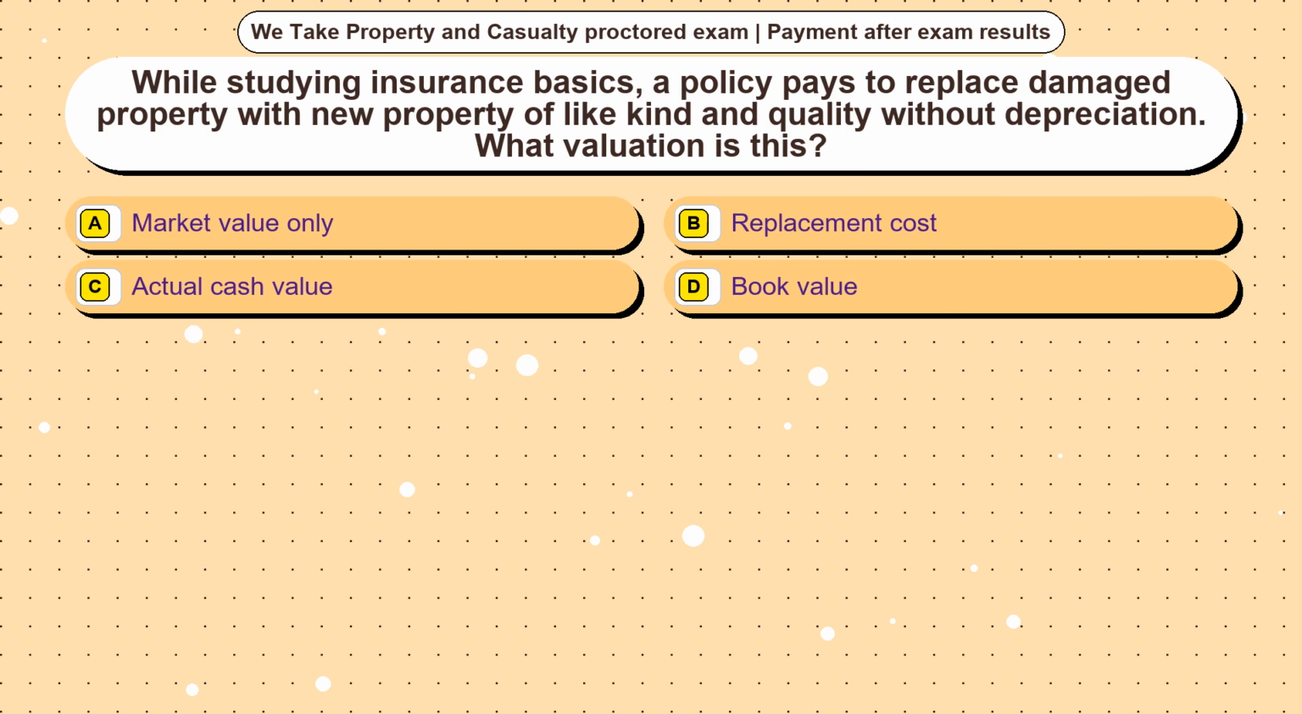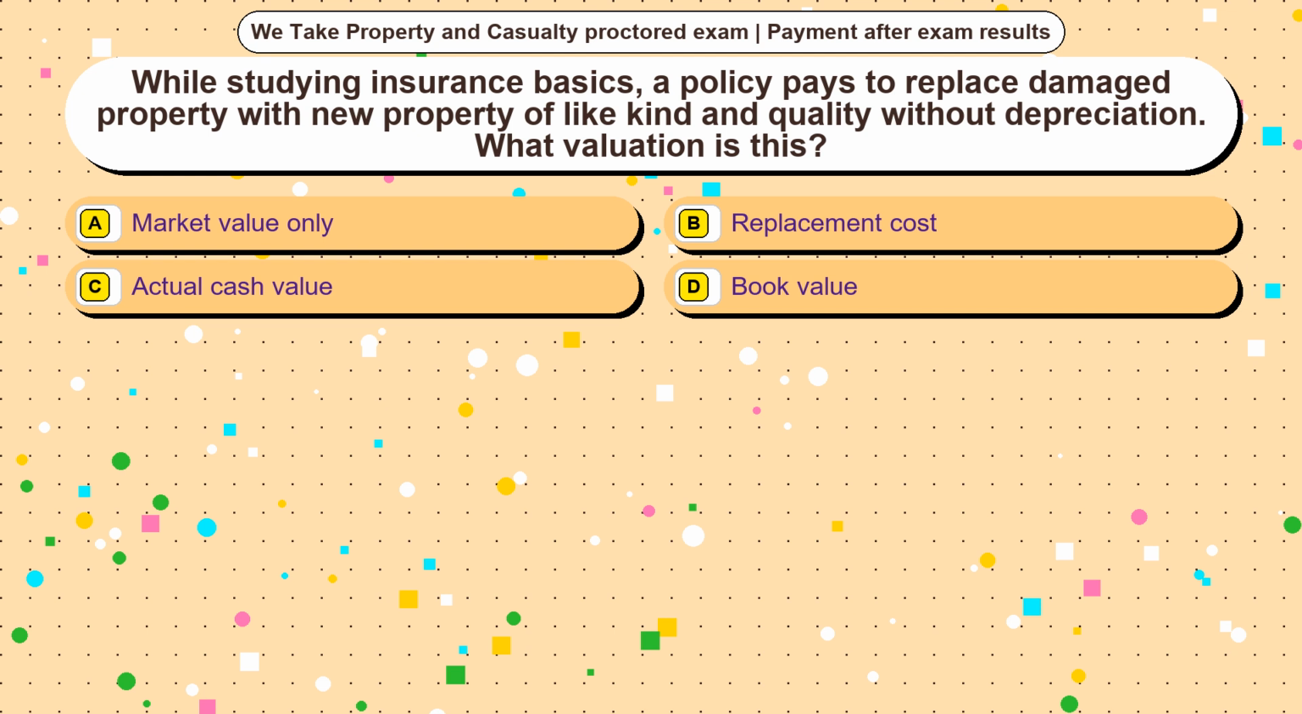Question 10. While studying insurance basics, a policy pays to replace damaged property with new property of like kind and quality without depreciation. What valuation is this? Option A, market value only. Option B, replacement cost. Option C, actual cash value. Option D, book value. The correct answer is option B.